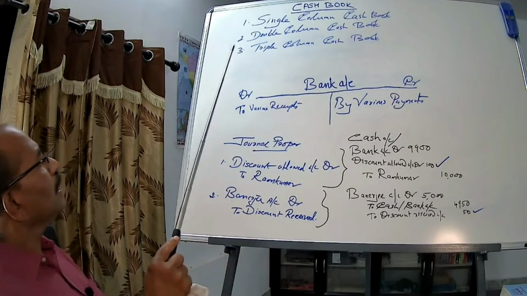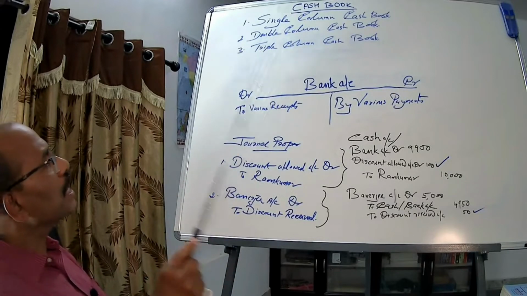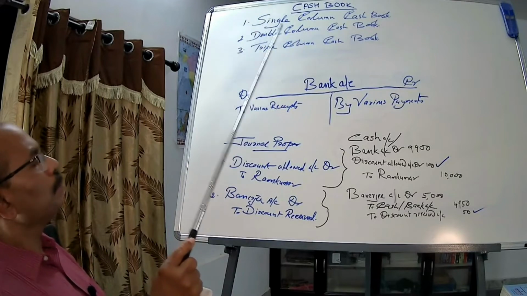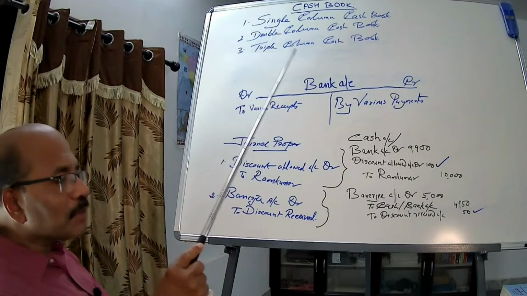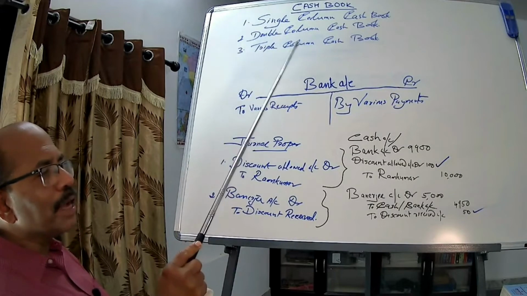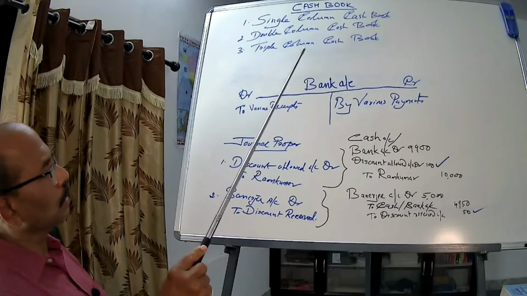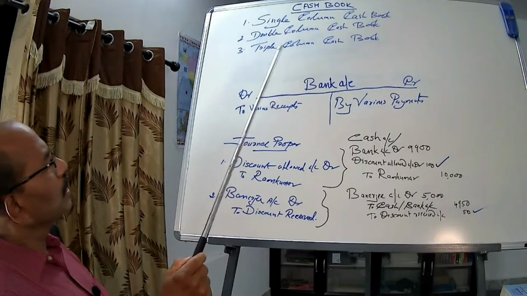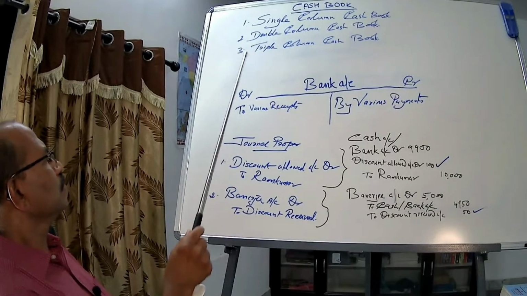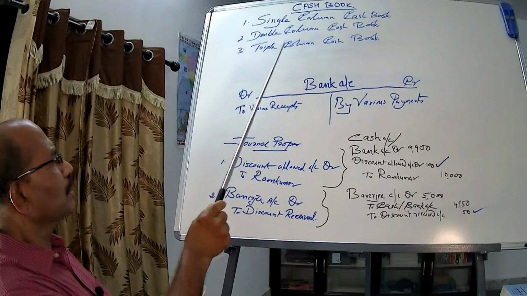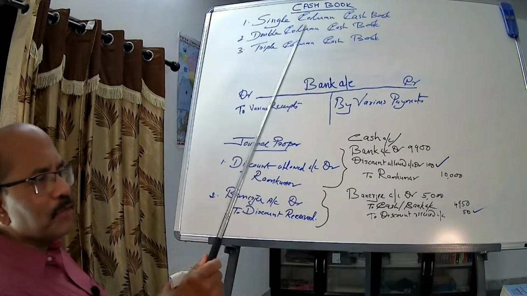Then the last, third one, triple column cash book. Triple column cash book means apart from the cash column and bank column, you will be having the discount column also. Predominantly, questions are set from this third cash book, the triple column cash book. Anyway, you have got a brief idea now.